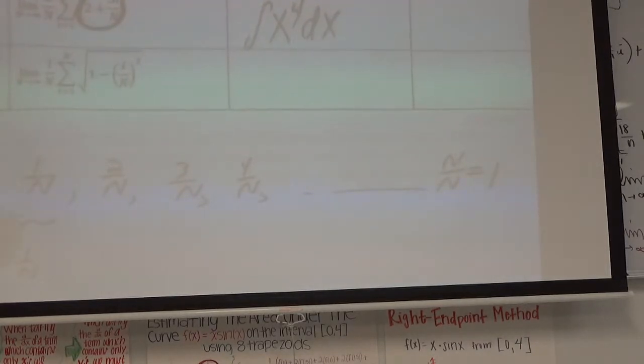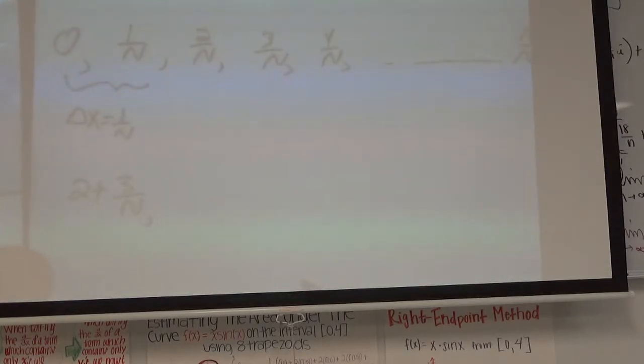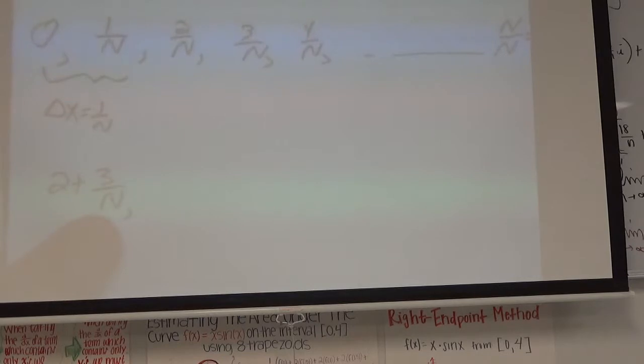Let's look at the endpoints. What's the first one? The first one is 2 plus 3 over n. That's what happens if i is equal to 1. What's the next one? It starts at 2, doesn't it? With i equals 1, yes. So if i is equal to 1, inside here you're going to have 2 plus 3 over n. If i is equal to 2, you're going to have 2 plus 6 over n, 2 plus 9 over n, all the way out to the last one.